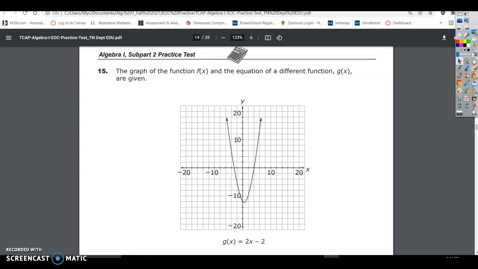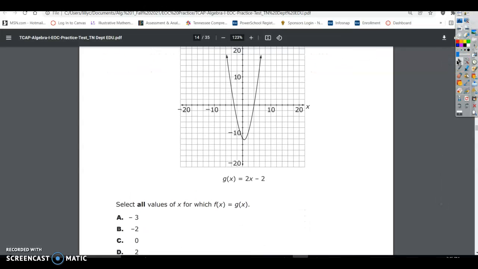Alright, so the first thing I notice is that I have two different functions, and the graph we've been told is f of x. Okay, the graph is f of x, and the equation of a different function is g of x. So g of x is down here. Okay, alright, so we've got two functions, f of x and g of x.